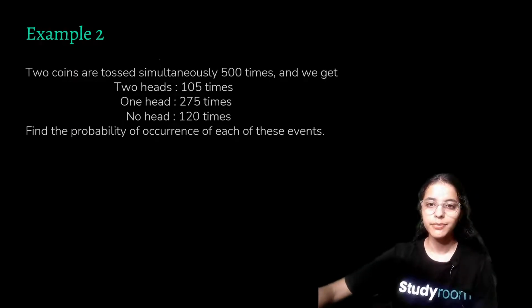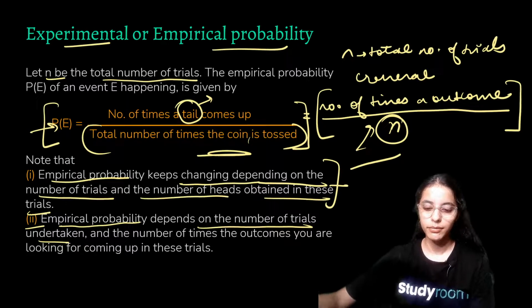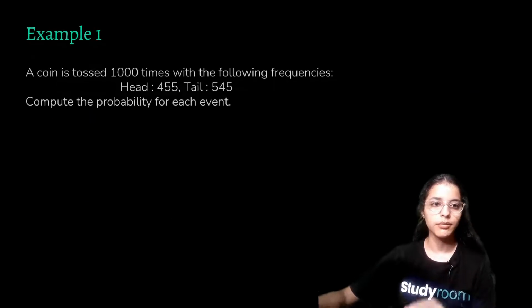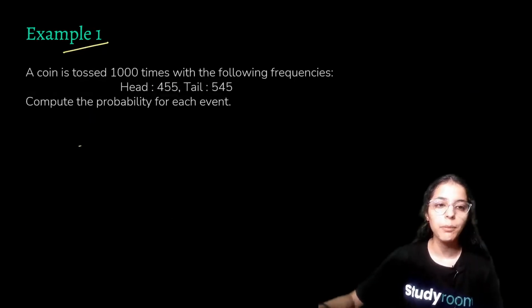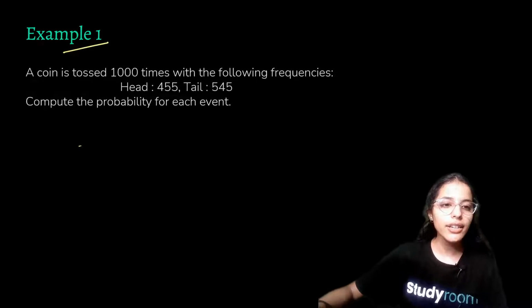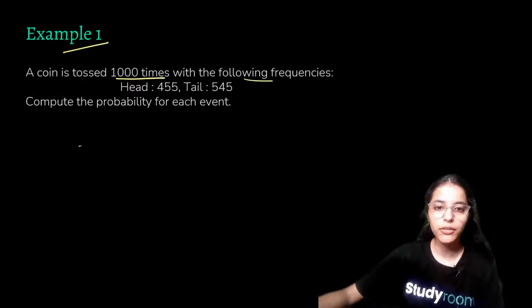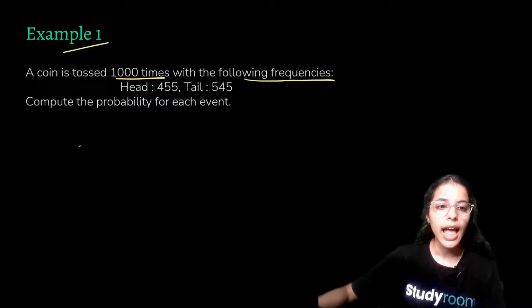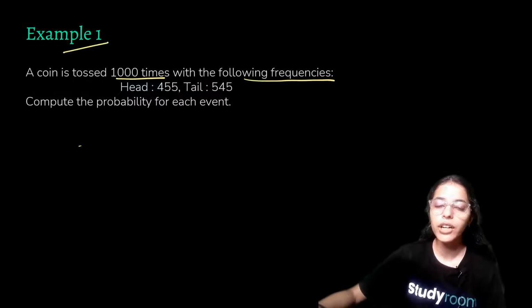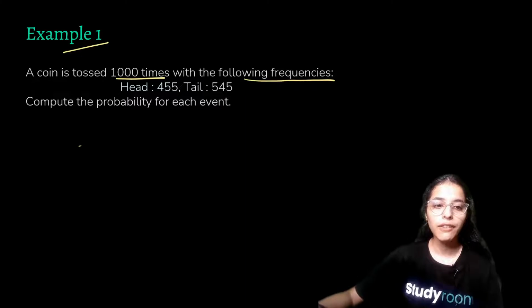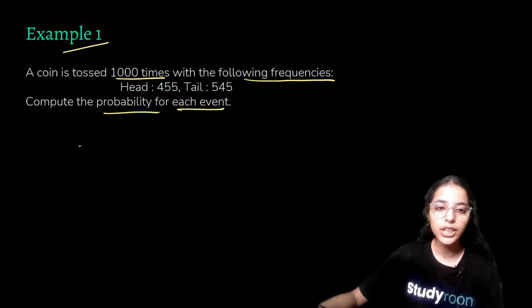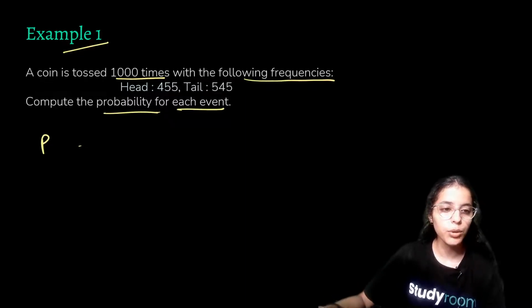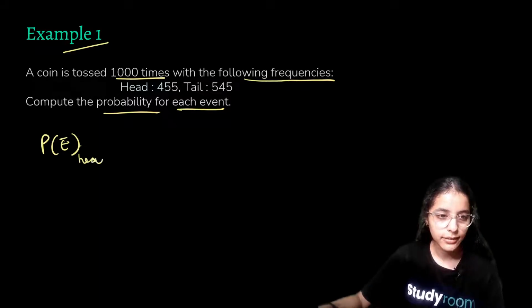So here, now let us see our example number 1. Here, a coin is tossed 1,000 times with the following frequency. Now, 1,000 times a coin has been tossed, and we have got these frequencies. Now, we have to compute probability for each event. So, first of all, let us compute the probability of event for heads, right?